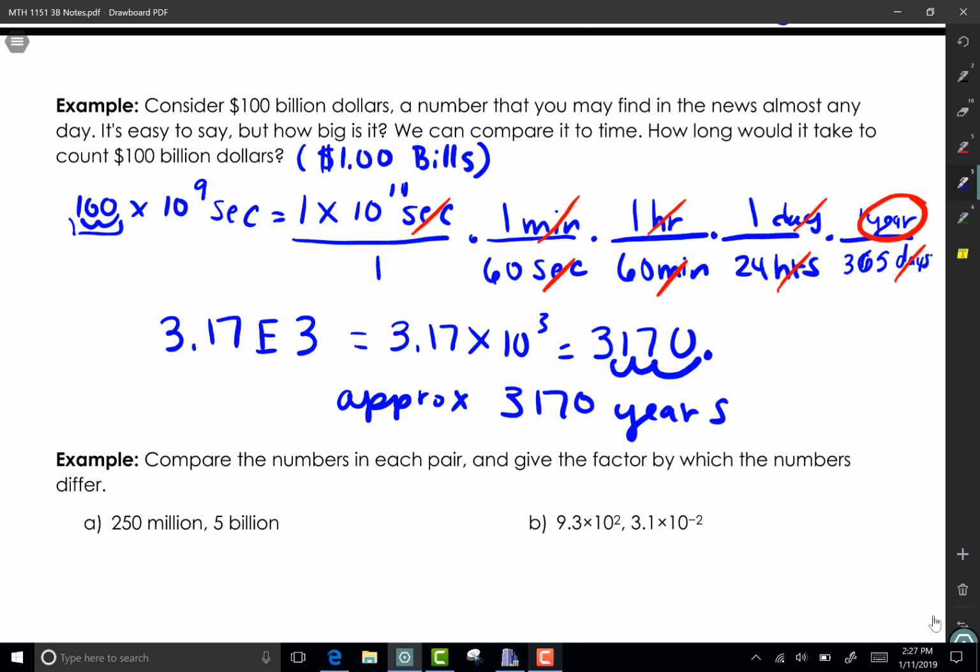And keep in mind that we didn't calculate in any breaks, sleeping time, or anything like that. That would be straight through. 3,170 years would be approximately how long it would take to count that amount of money.